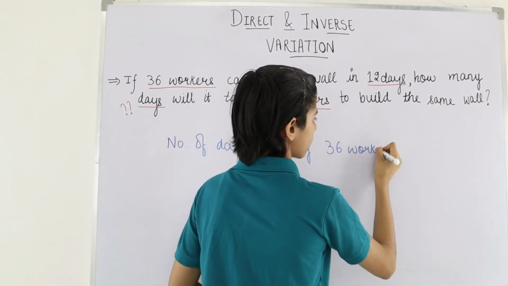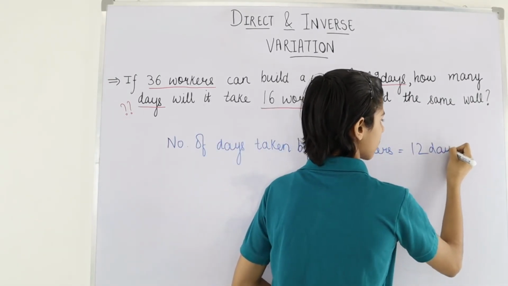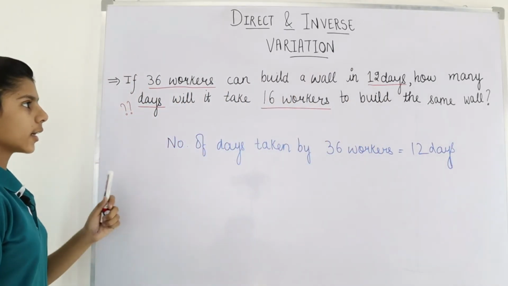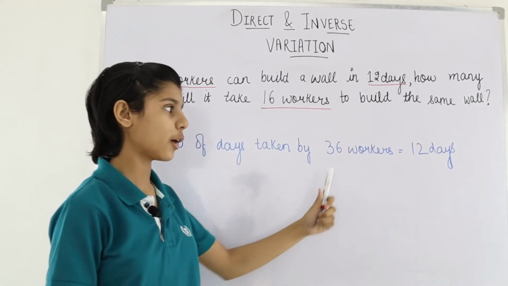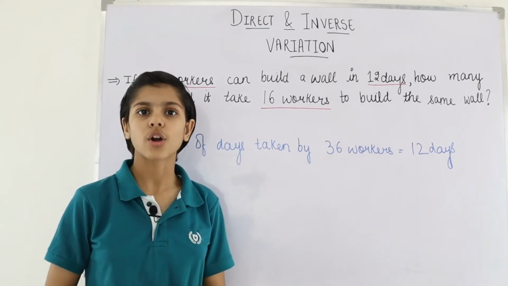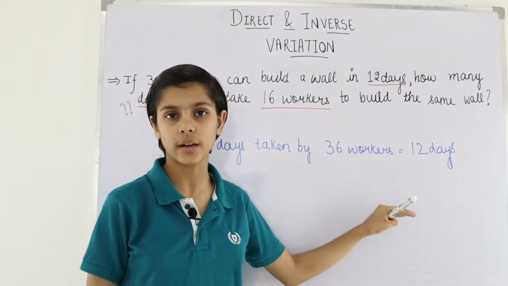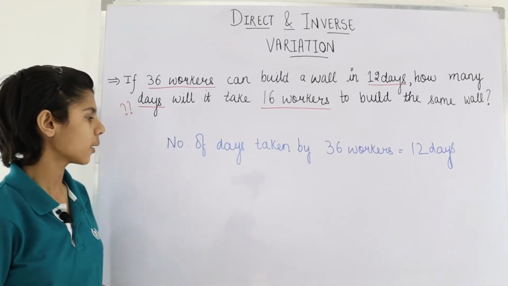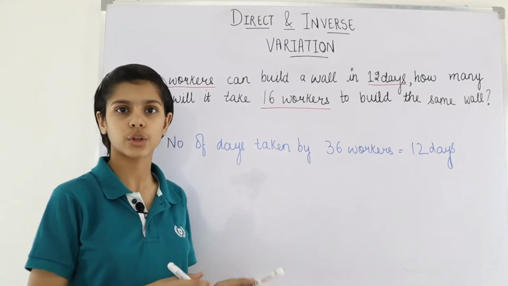It is 12 days. So we will write here 12 days. Now here also same, we have to take out how many days will be taken by one worker, so that we can take out of 16 also. According to unitary method, firstly we need the days taken by 1 so that we can take out 16 also. So in this question, first we have to find how much time one worker will take to build the wall.